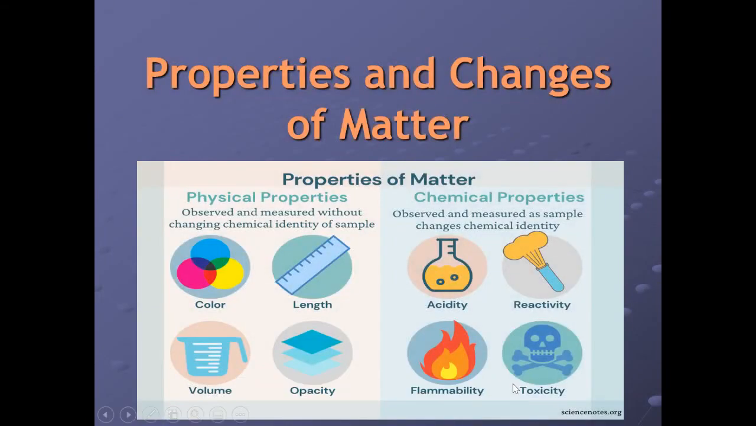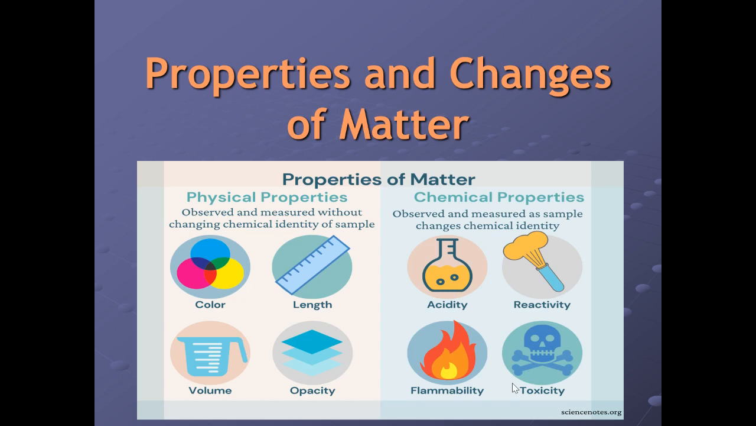All right, so let's talk about physical and chemical properties. Physical properties are properties that you can observe just by looking at something, smelling it, basically using your senses. So, color, length, volume, like how much space something takes up, and opacity, so whether you can see through something or not. All of these things are physical properties, things that you can observe with your senses.